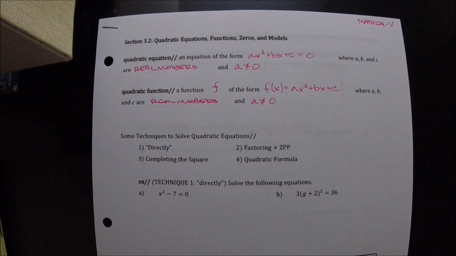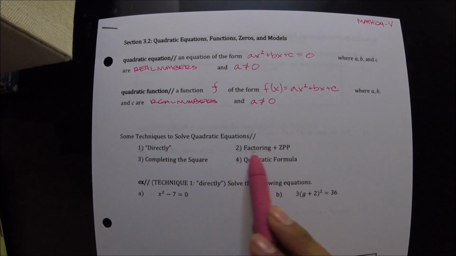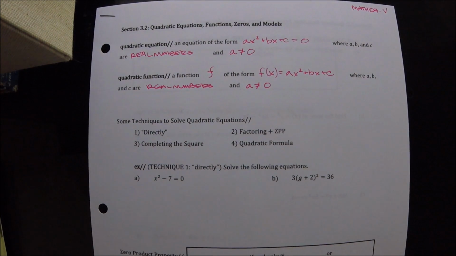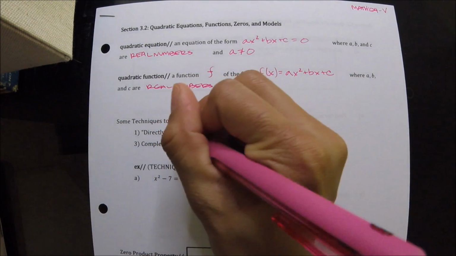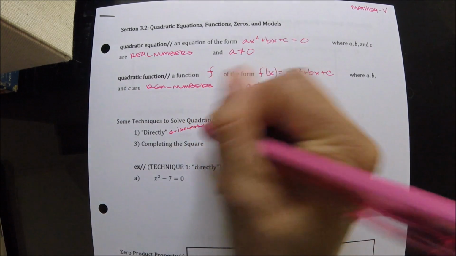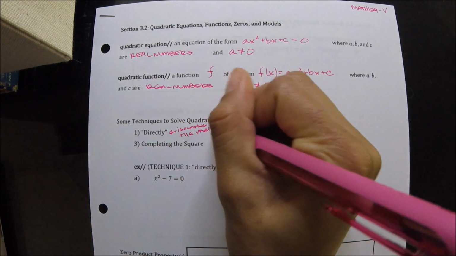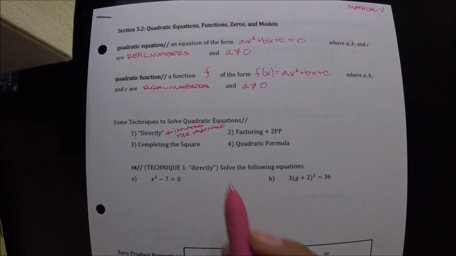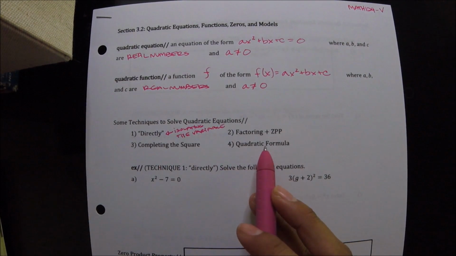So I'm going to review techniques for solving quadratic equations, which is very similar to what was done in the just-in-time review, especially when we talk about the second technique, which is factoring. So first, the method I call, quote, directly, which is basically just isolating the variable. And then second will be factoring along with the zero product property. And then third and fourth are completing the square and the quadratic formula.